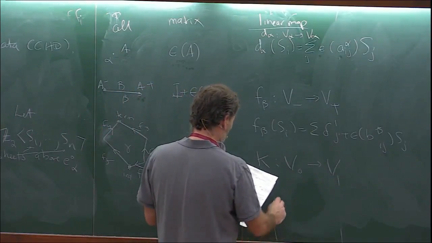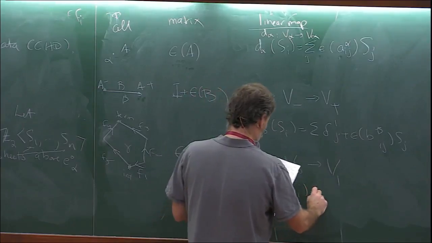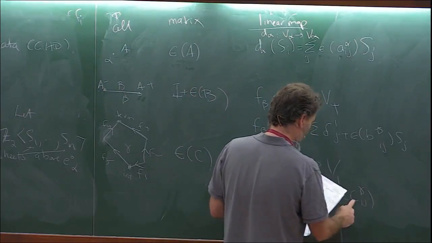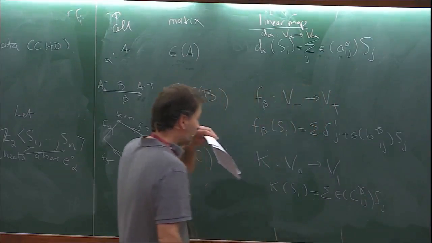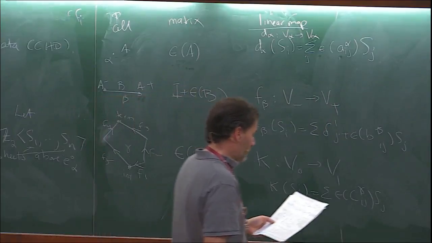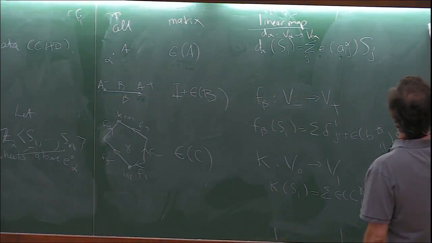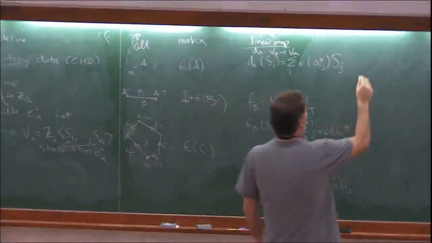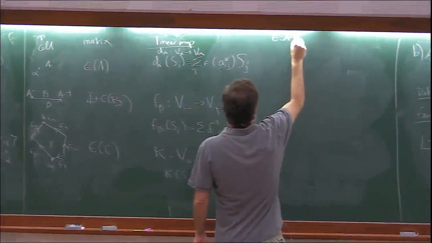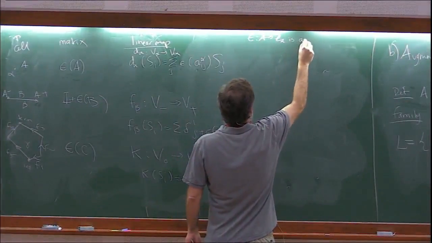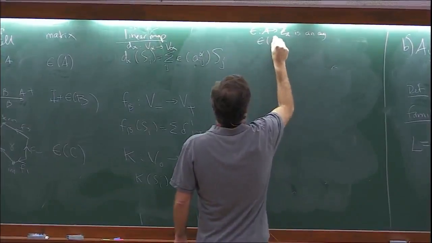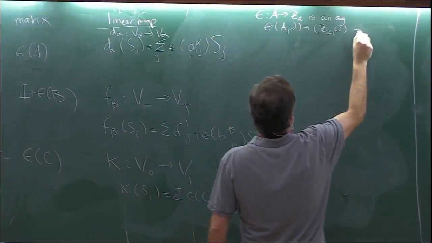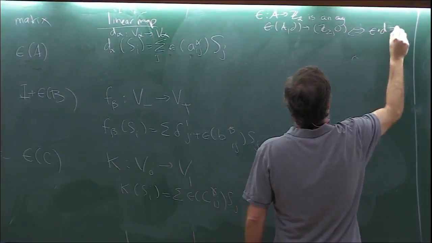Not that it matters, but we're going to define this map by summation C gamma ij. Look at the augmentation on the 2-cell Sj. So then, this is an algebra map. Now it turns out that epsilon as an algebra map is an augmentation as a DGA map if and only if epsilon d is 0.